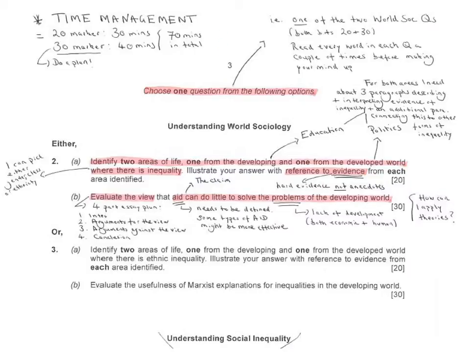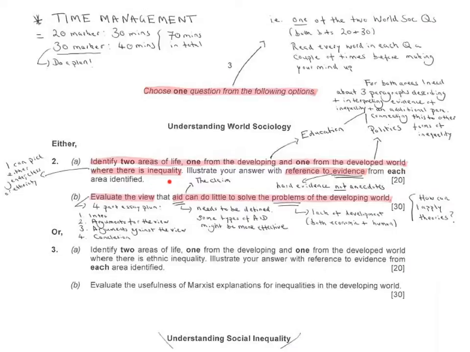Now in the exam I'd be thinking that the 20-mark question is a good opportunity to bank lots of marks because it's the most predictable section of the exam. We know that the question is going to start with the phrase identify 2 areas of life, one from the developing and one from the developed world, and then it's either going to say where there is gender inequality or where there is ethnic inequality, like we can see on 3A, where there is class inequality, or it's just going to say where there is inequality. It's going to leave it entirely open.